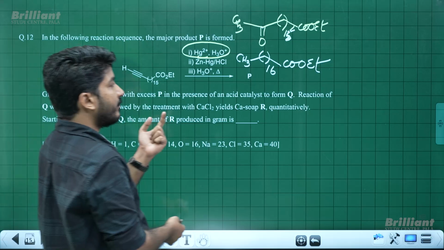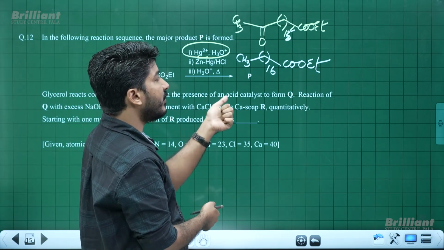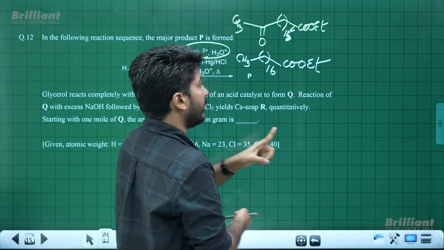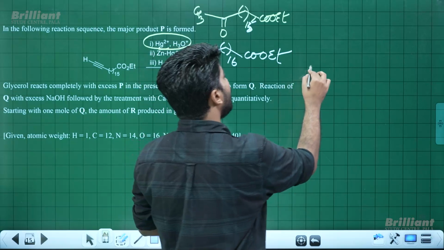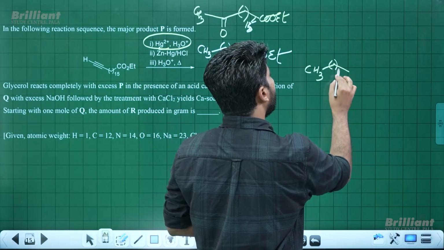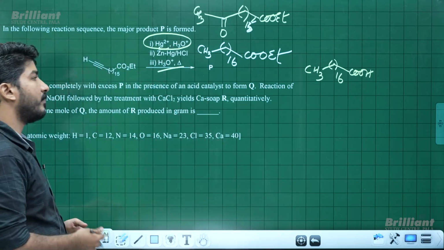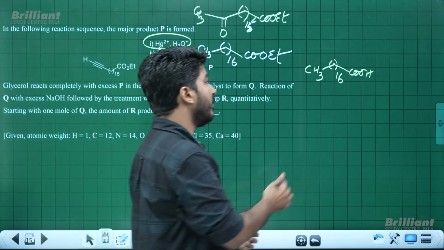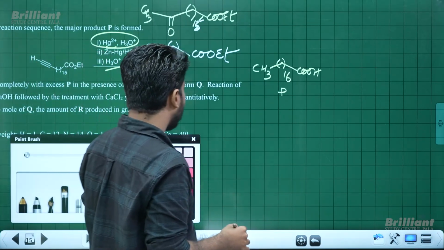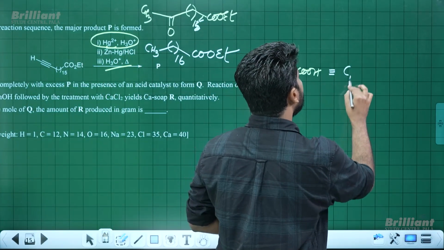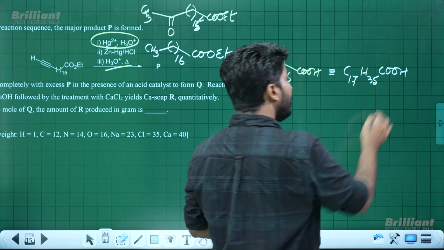Of course, for clarity they have given H3O+ also, to make sure that the ester is hydrolyzed to acid. So at the end the final product P will be CH3, 16 times CH2, COOH, the final hydrolyzed product. So that is called P in the question. This can be written in short like this, C17H35COOH, which makes it familiar to you, right?